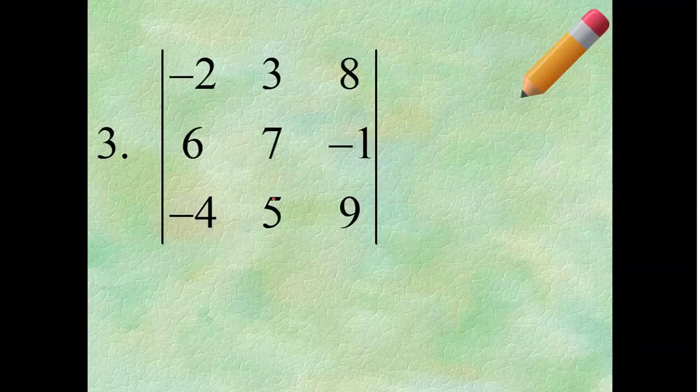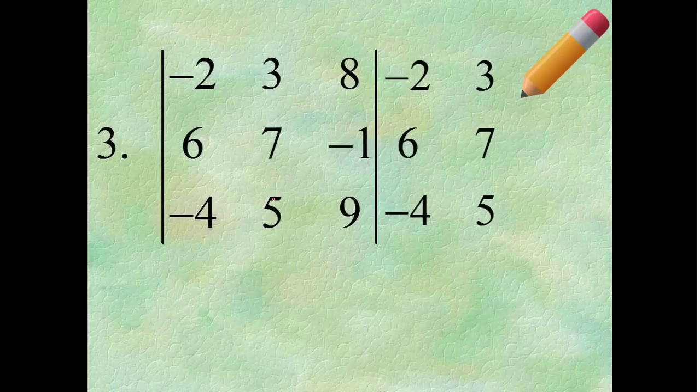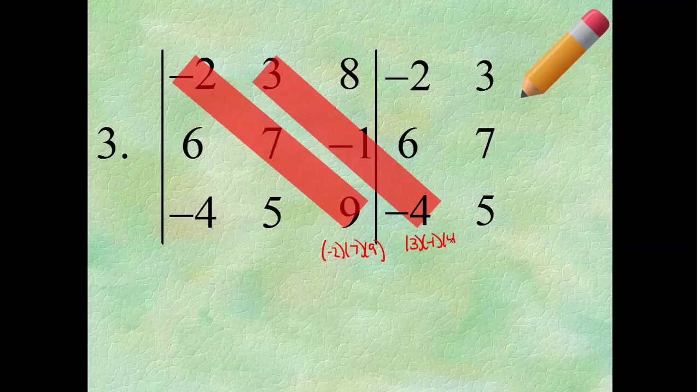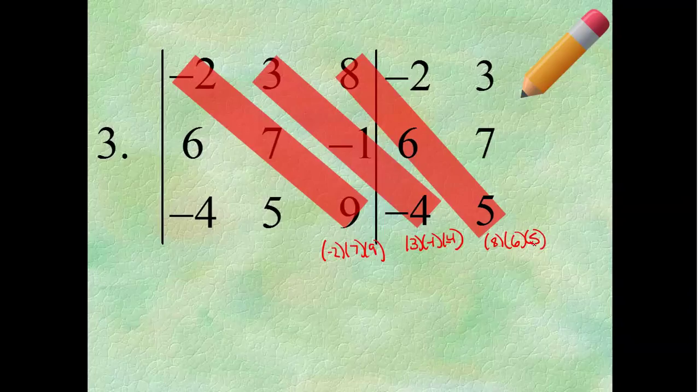Let's try a few problems. So I have my matrix here. First step, I'm going to rewrite those first two columns off to the side. Let's do our diagonals now. So I'm going to go -2 times 7 times 9. There we go. Next one. 3 times -1 times -4. Next one. 8 times 6 times 5. Right?